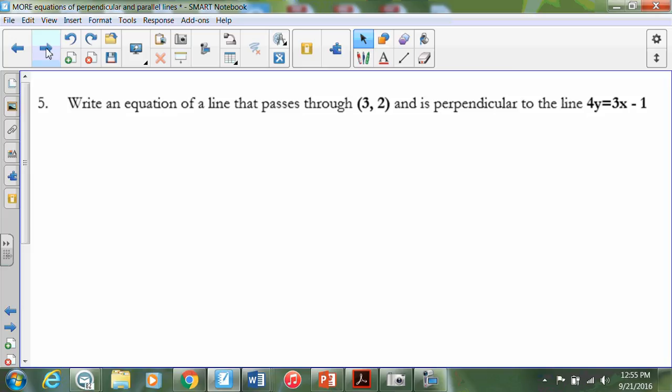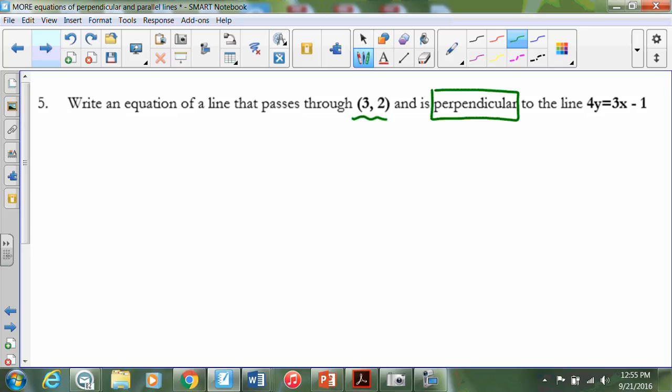You'll also see on the test something like this. Write an equation of a line that passes through the point (3, 2) and is perpendicular to the line 4y = 3x - 1. It looks almost the same as the problem we just did. We see that they gave us a point, we see that it's perpendicular, not parallel, and we see the equation of an old line.